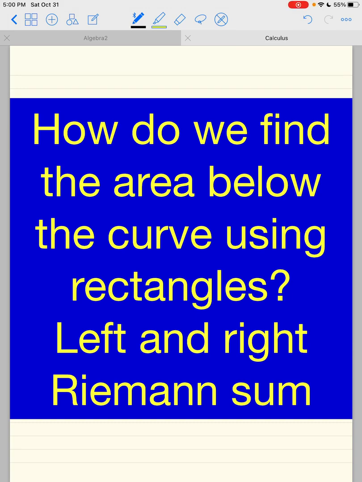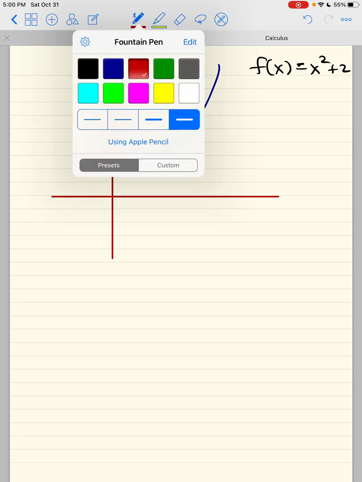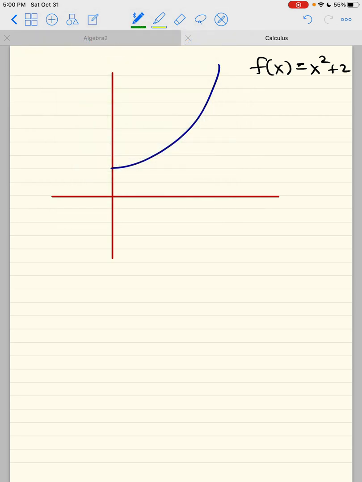Hey guys, welcome back. In this video, I'm going to show you how to use rectangles to estimate the area below a curve. So, I have this curve here, and I'm going to say that this curve is the function x squared plus 2. I know I didn't draw it perfectly, but that's okay. I'm going to use 5 rectangles in this example to estimate the area below the curve.